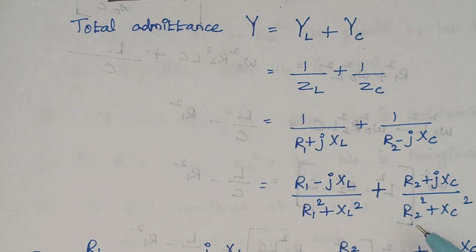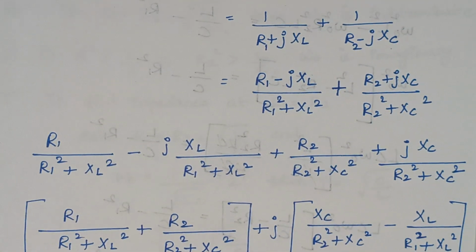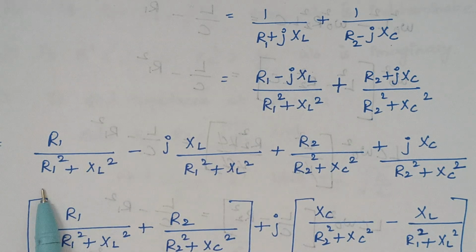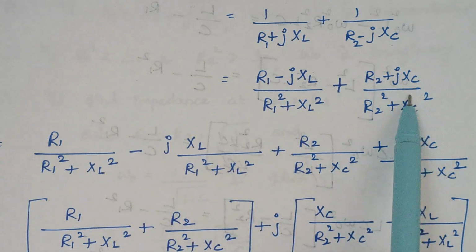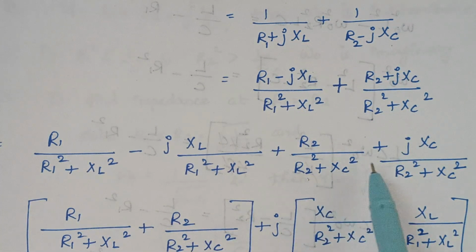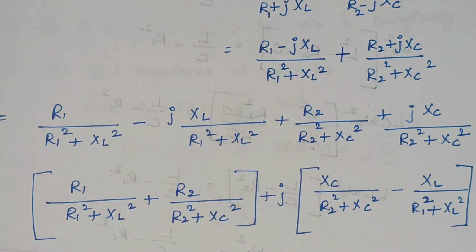So again we are splitting this equation. We are splitting the denominator for the real term as well as for the imaginary terms. So when you write the expression, it will be R1 by R1 square plus XL square minus JXL by R1 square plus XL square. Similarly, R2 by R2 square plus XC square plus J into XC by R2 square plus XC square. Right. And the next thing is we are combining the real and imaginary terms separately. So these terms are combined together. Similarly, this term and this term are combined together.